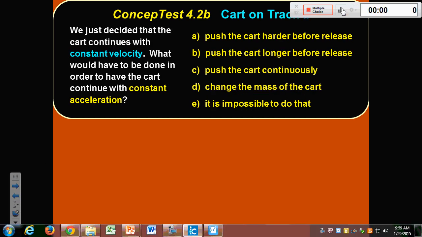All right, what would we have to do to give this cart continuous acceleration, constant acceleration? Do we just push it harder before releasing it, push it longer before releasing it, push it continuously, change the mass of the cart, or is it just impossible?